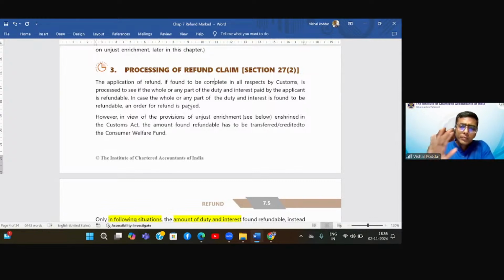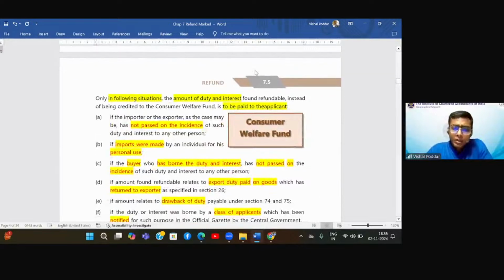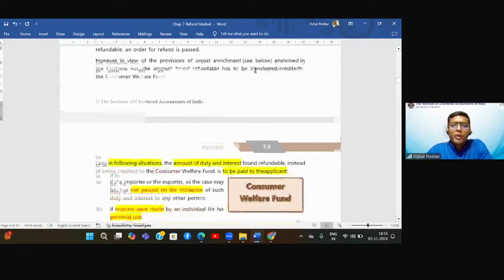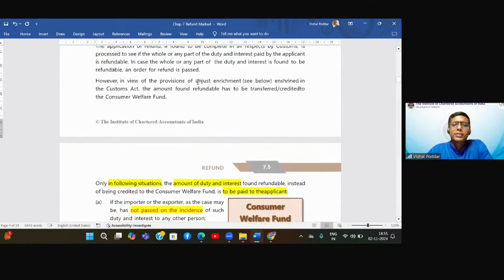And after checking all this, if they are satisfied that yes, whatever duty you had paid originally or interest you had paid is wrong, it is excess, and you have not passed on the burden, they will be allowing you the refund. So before they pass your refund claim, this is the step which is called the processing of refund claim. Now, in this particular case, the main point that we have to understand and discuss is the concept of unjust enrichment. Now, I already explained it at the start.